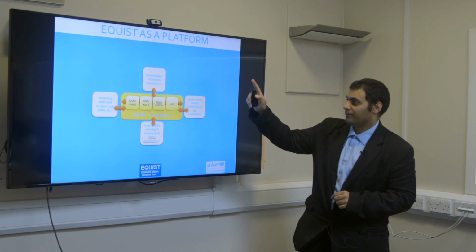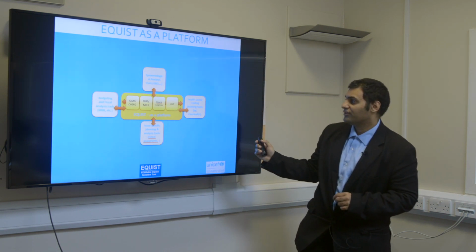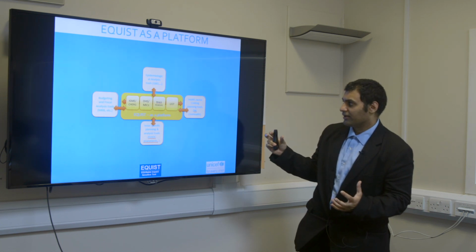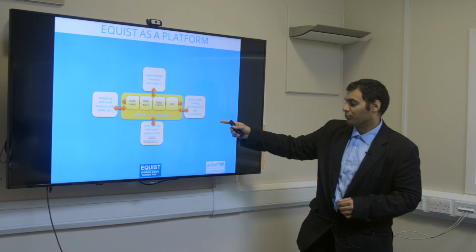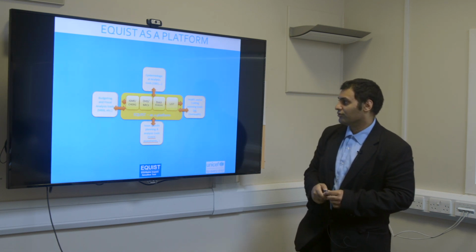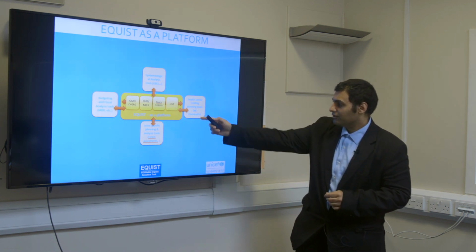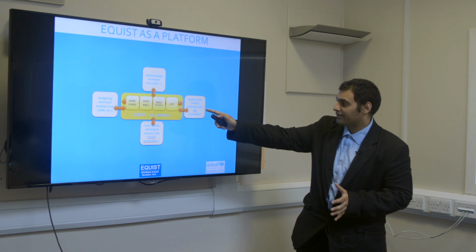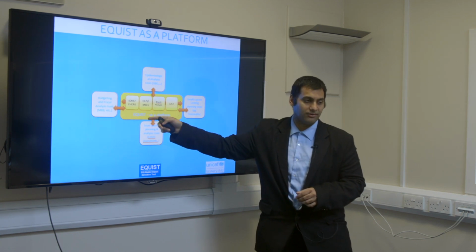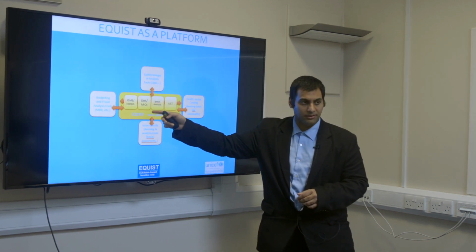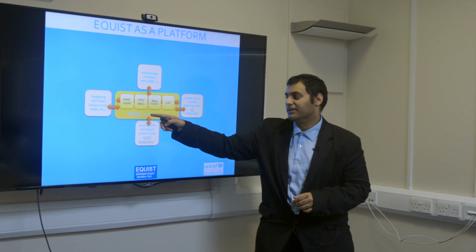This is a diagram that shows, in terms of the flexibility of EQUIST, what types of data sources, or where the tool can draw data from. It can take data from a variety of sources. Primarily what's being used is DHS and MICS, the Demographic and Health Surveys and the Multiple Indicator Cluster Surveys.